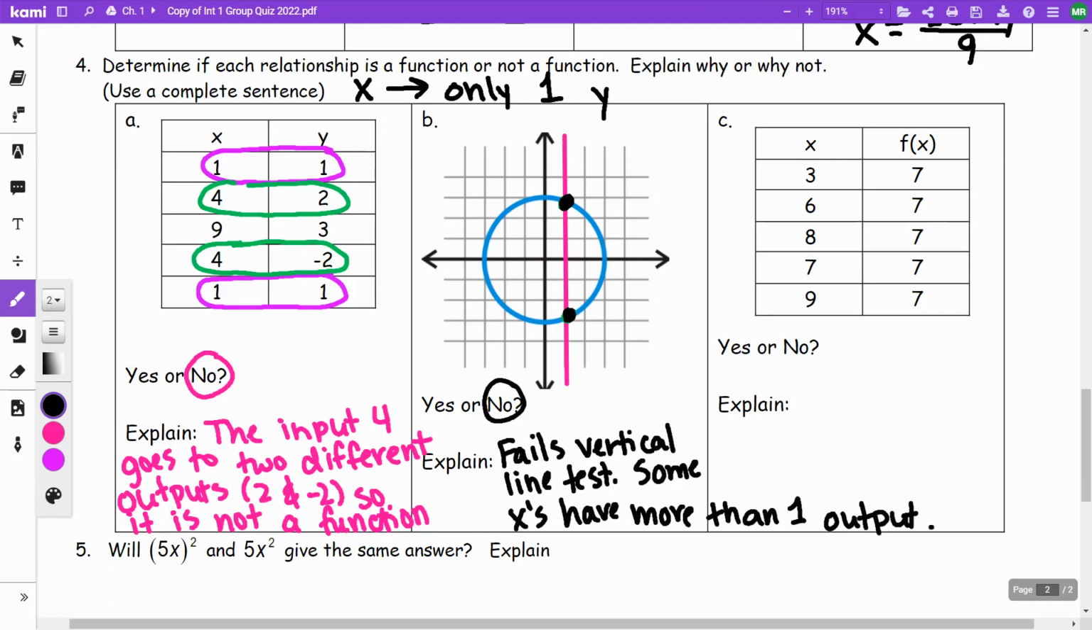Okay, the last one here. If you're looking at all of the X's, I have a 3, I have a 6, I have an 8, I have a 7, I have a 9. No repeats. It's okay that all of them go to the same number. No X goes to 2 different numbers. So this is going to be yes, it is a function. Each X goes to only one Y.